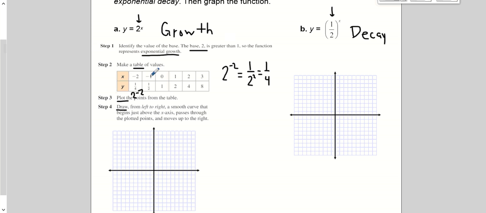So do it again with the negative 1. So that'd be 1 over 2 to the positive 1, or 1/2. Anything to the 0 is 1. 2 to the 1 is 2. 2 squared is 4. 2 cubed is 8. So that's how they got these numbers in the table. All right, plot our points, draw your curve from left to right. All right, make your graph.